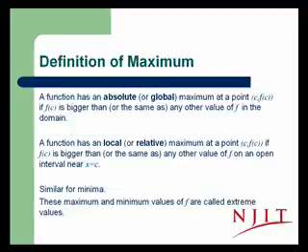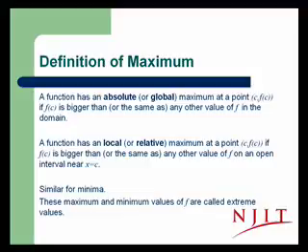First of all, let's define a maximum. A function has an absolute or global maximum at a point c, f of c if f of c is bigger than or the same as any other value of f in the domain. In other words, on a graph, it's higher than any other point, might be equal to some other highest point, but the absolute maximum is the highest that a curve gets. Similarly, a minimum is the lowest that a curve gets.